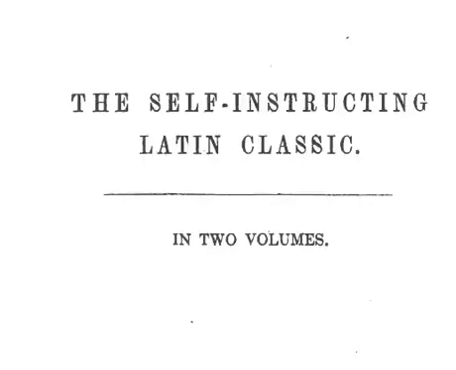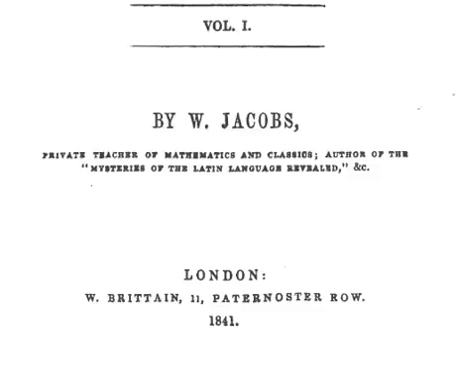Here's the title page, the Self Instructing Latin Classic, in 2 volumes. Both volumes are printed together in this edition that's on Google. It was written by one W. Jacobs, private teacher of mathematics and classics, author of The Mysteries of the Latin Language Revealed, London 1841. This is a sort of slightly quirky text.